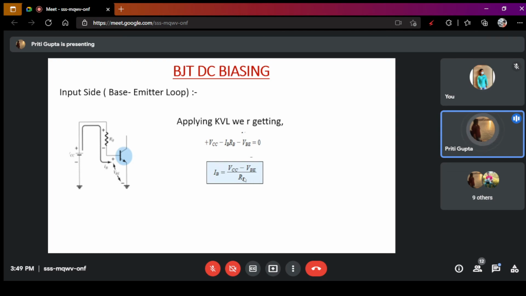Just write in this way: input side, base to emitter loop, and then draw this figure, and then applying KVL we get this equation. Give a clockwise direction for the flow of current, and you can write minus VCC plus IB RB plus VBE is equal to 0, and you will get IB equals to this. So mark that equation number, I guess it will be 4.